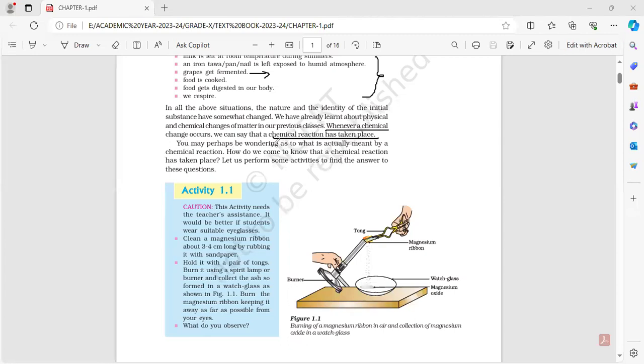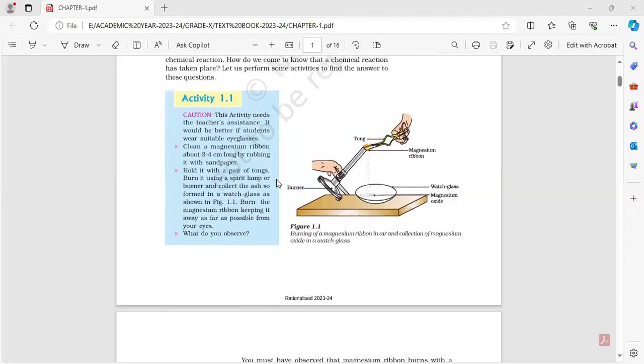Now, you may perhaps be wondering what is actually meant by a chemical reaction. So, what is a chemical reaction? How do we come to know that a chemical reaction has taken place? Let us perform some activities to find the answers to these questions. He is saying that let us do some activities so that we can understand chemical reactions in a better way. As you can see, Activity 1.1 is given here. That is what you should remember.